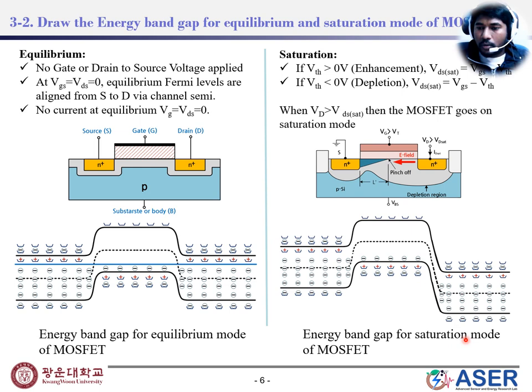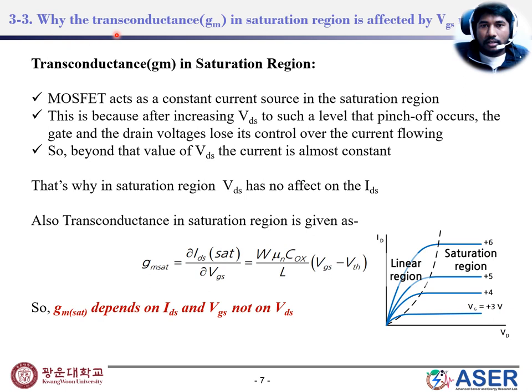Now 3.3: why is the transconductance in the saturation region affected by VGS and not VDS? The MOSFET acts as a constant current source in the saturation region. This is because when VDS is increased to the level where pinch-off occurs, the gate and drain voltage lose their control over the current flowing. Beyond that value of VDS, the current is almost constant, and that's why in the saturation region VDS has no effect on IDS.